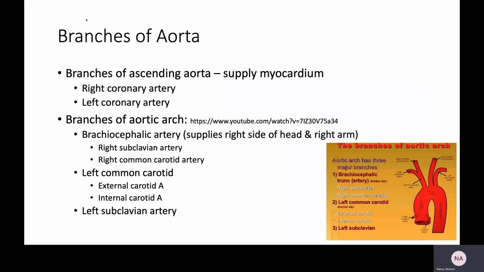Now, let's talk about the branches of the aorta. The first two branches off the aorta are the right and left coronary arteries. You should know that forever, not just for this class. That is how important providing blood supply to the cardiac muscle is. The aorta feeds itself first, or feeds the heart first.